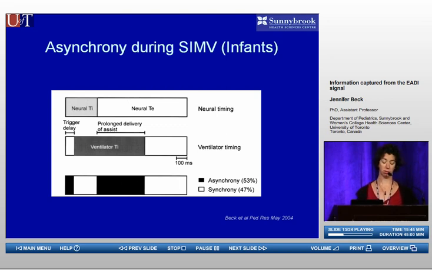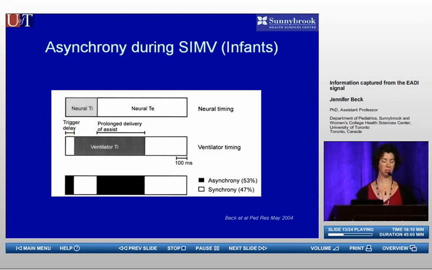This is the group mean data from that study we did. What we did was we looked only for the mandatory breaths, which are supposed to be triggered with a flow trigger. And it's the group mean data comparing the neural timing, which is the bars at the top, with the ventilator timing, which is the middle bars. And you can see here when you compare the neural timing to the ventilator timing that there is a trigger delay, which we found was about 110 milliseconds.